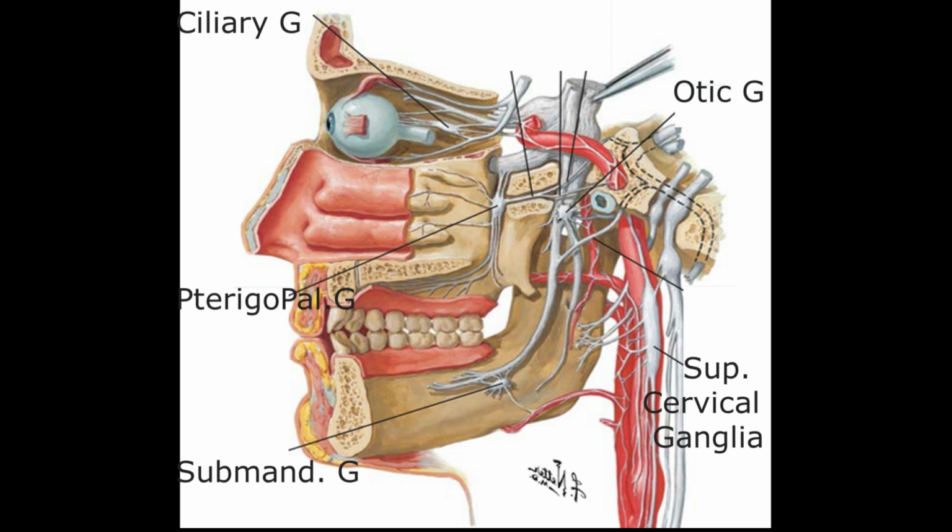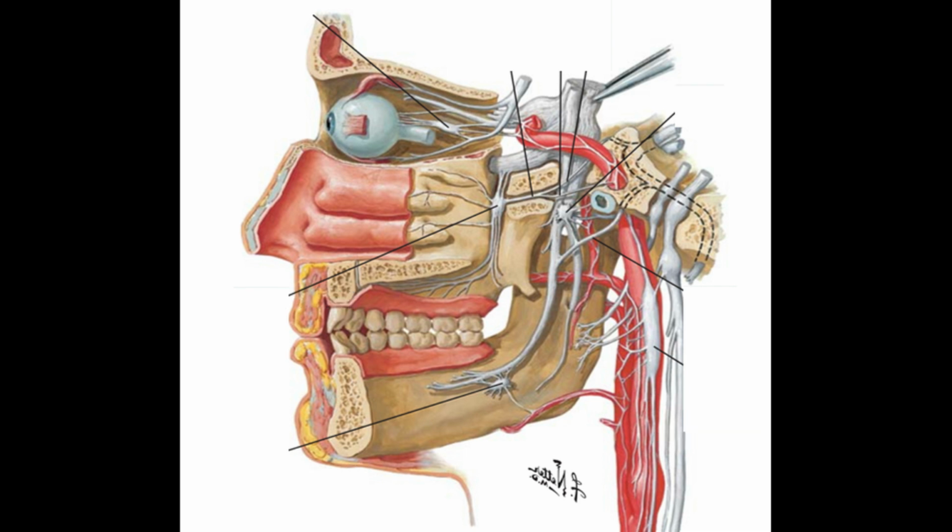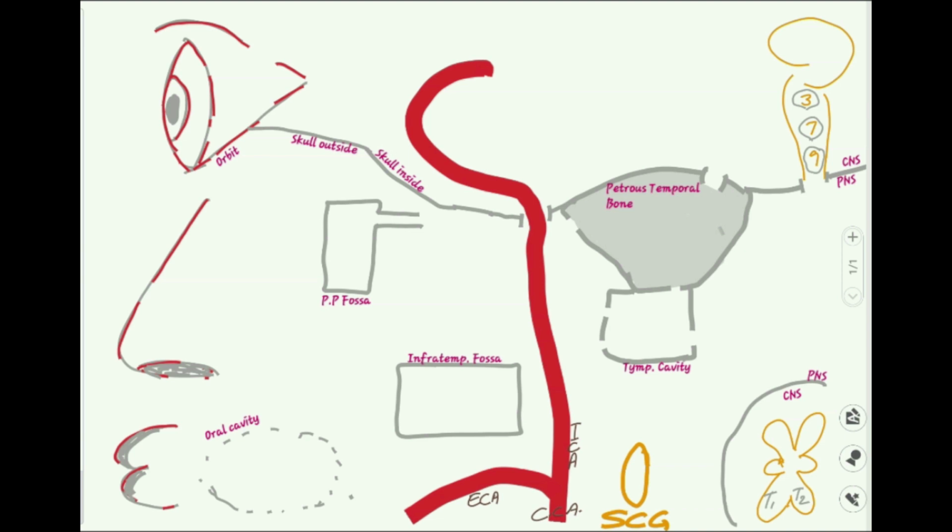I will draw a schematic diagram from this picture. First, I will demonstrate the structure that I have drawn in this diagram. This is the inside of the skull and this is the outside of the skull. I have drawn the orbit, and beneath the orbit we have the pterygopalatine fossa.